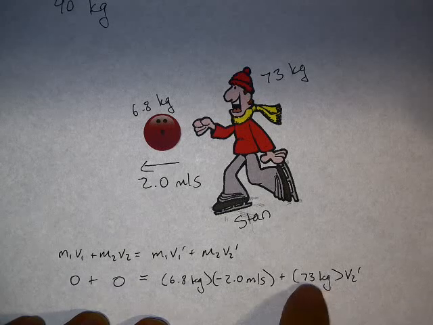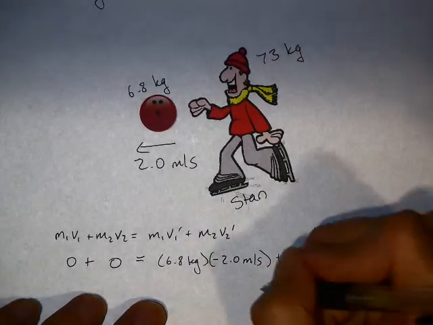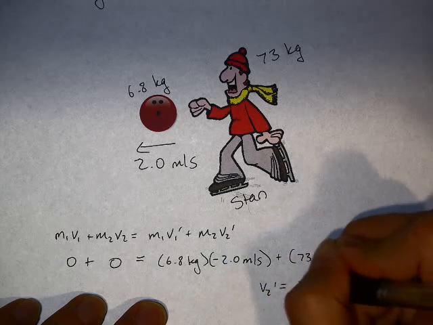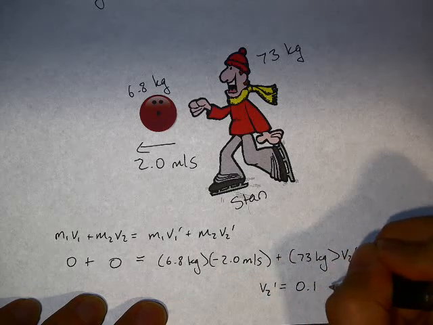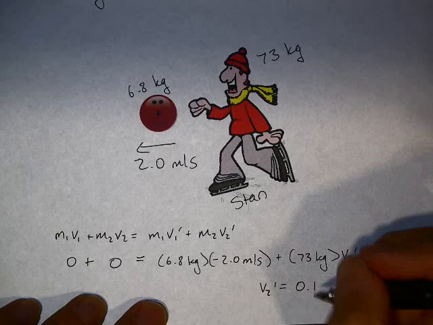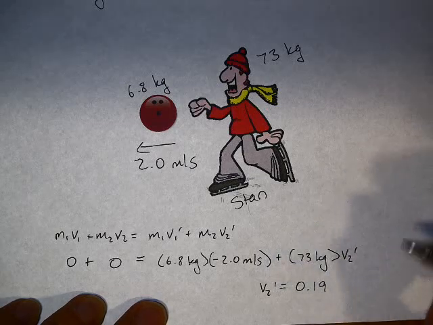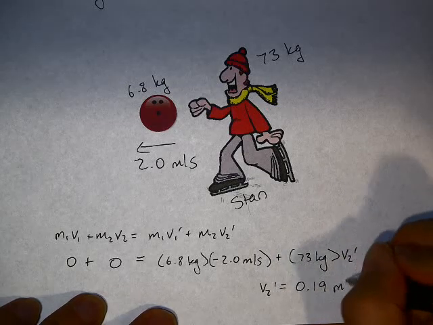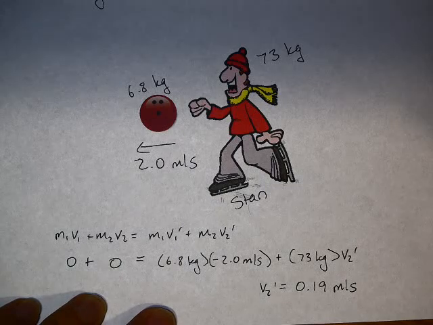13.6 divided by 73 gets us 0.186, basically 0.19. I'm not really worrying about significant figures, meters per second. So Stan moves rightward at that very small velocity.